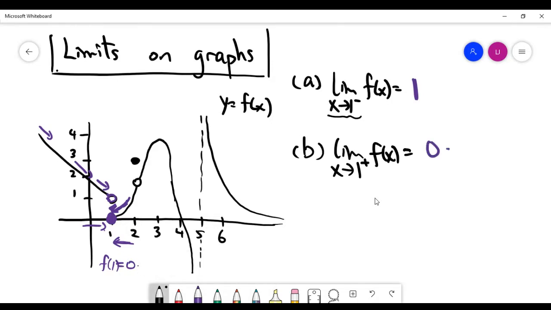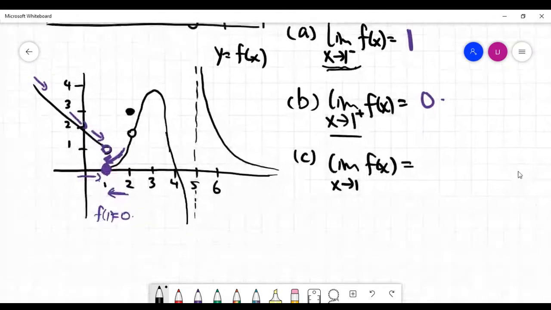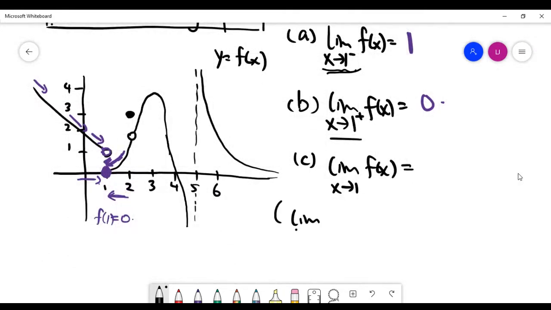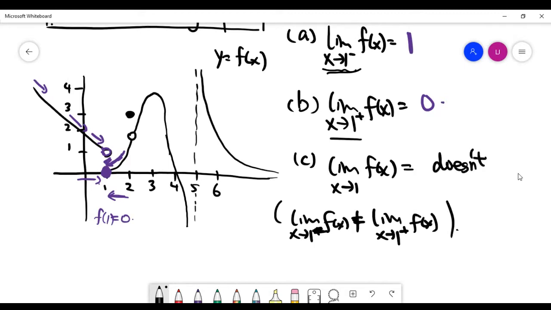So you see, the left-hand and the right-hand limits are not the same, right? Now if I ask you the limit when x goes to 1, are you able to answer this problem? Logically speaking, the left-hand limit, which is the answer you get from part A, is not the same as the right-hand limit. They are not the same. So it means the two-sided limit basically doesn't exist. If it exists, it essentially means that the left-hand limit must be the same as the right-hand limit.